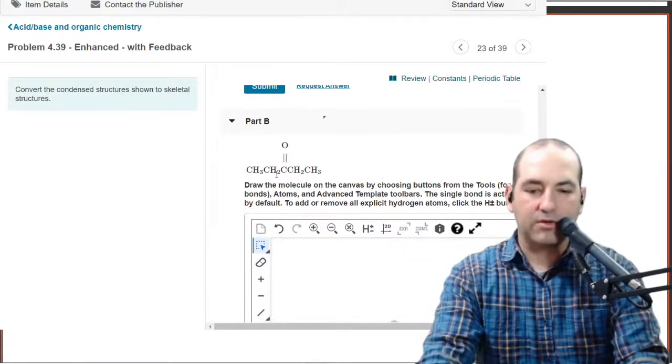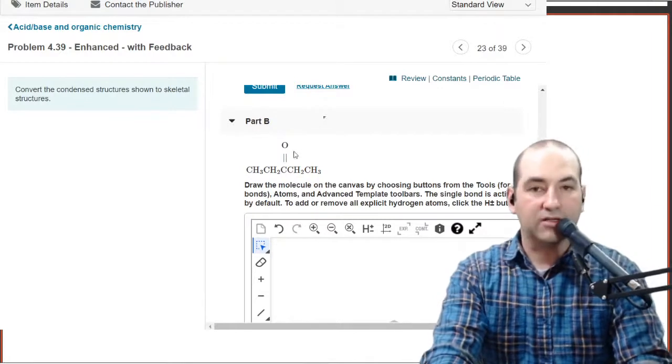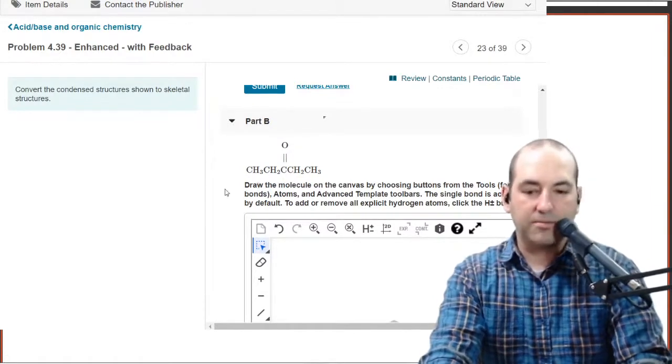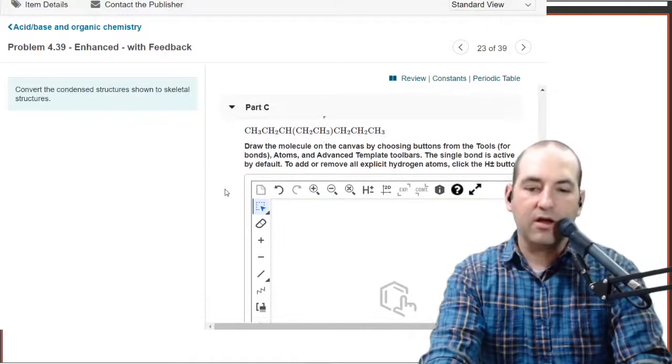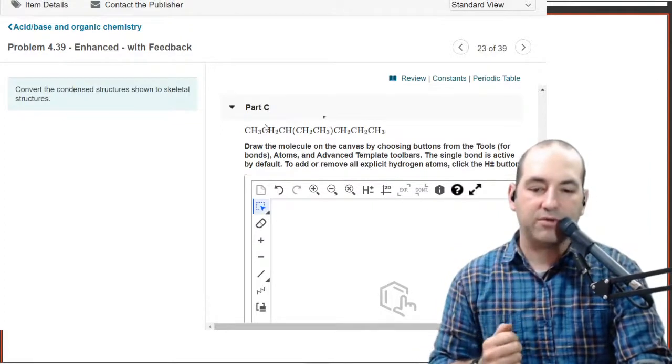All right, so same idea with these. In this case, you have a double bond to oxygen there. That one's drawn out explicitly, so you just put it in there. And then here, you have also in parentheses, but this time it's a 2-carbon group in parentheses. So the CH2 and CH3 have to be coming off there.